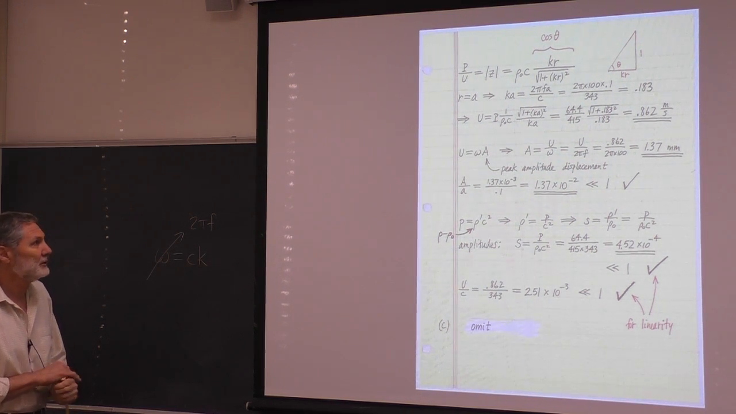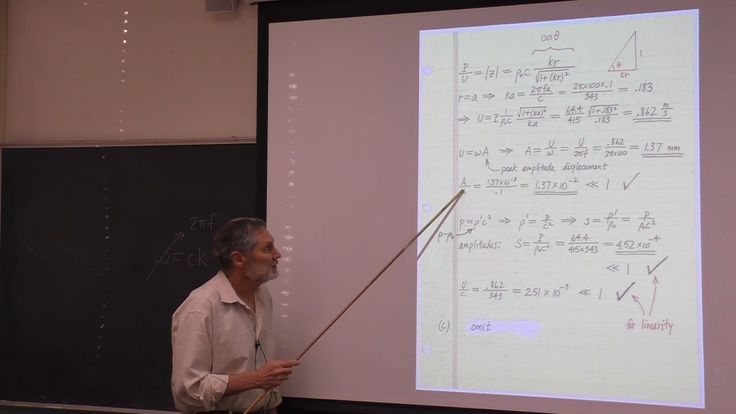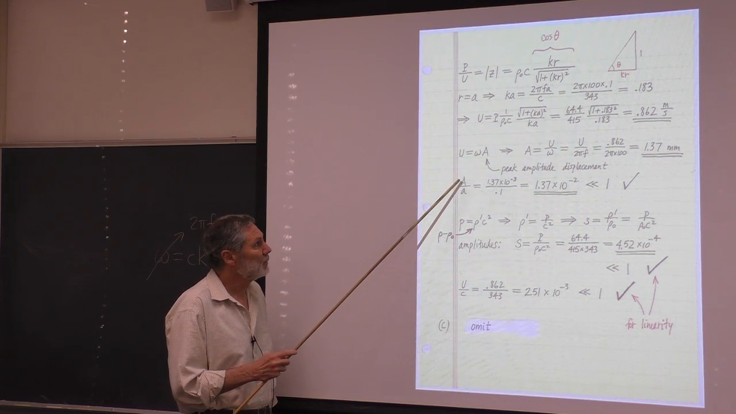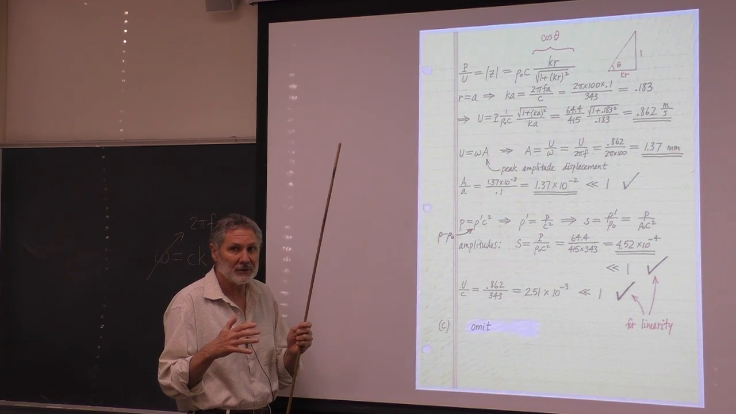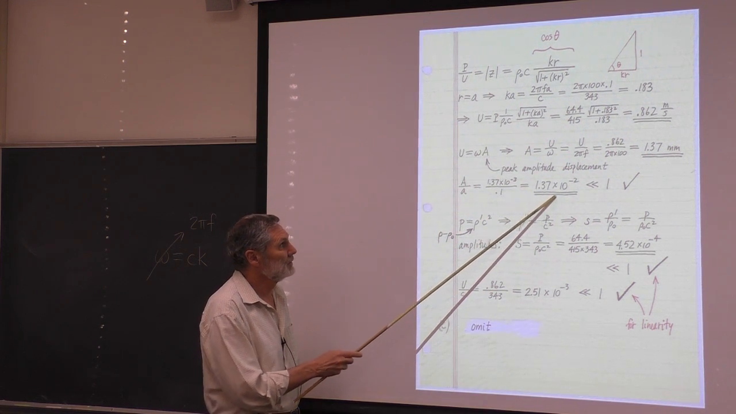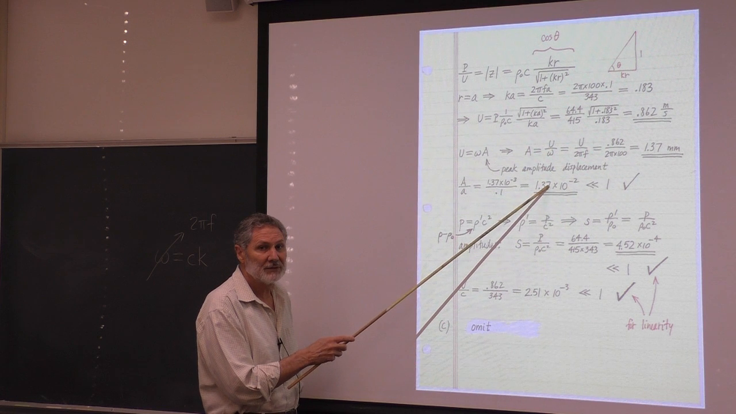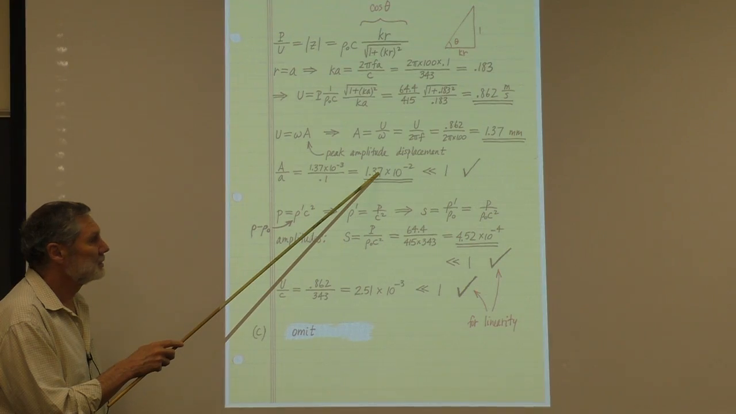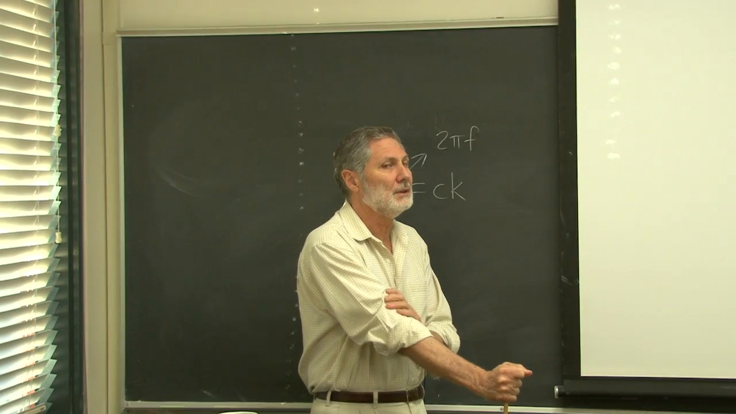Now they don't ask for this, but they should have. Let's look at the particle displacement divided by the ambient radius of the sphere. And you can see that it's equal to this, which is substantially much less than 1. We need this for linear acoustics. I didn't prove this, but you need it for the equation of continuity to be linear.